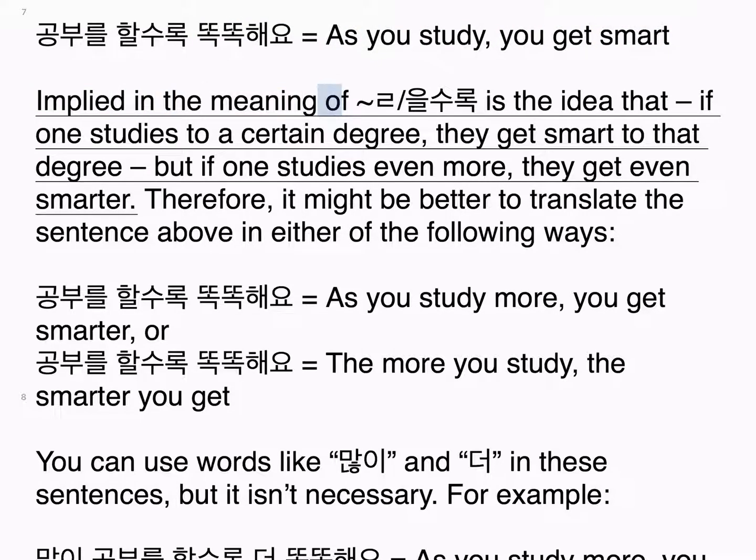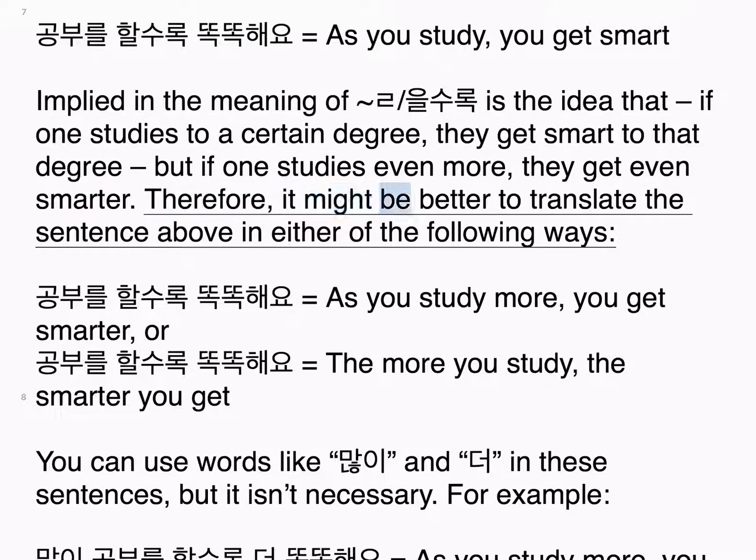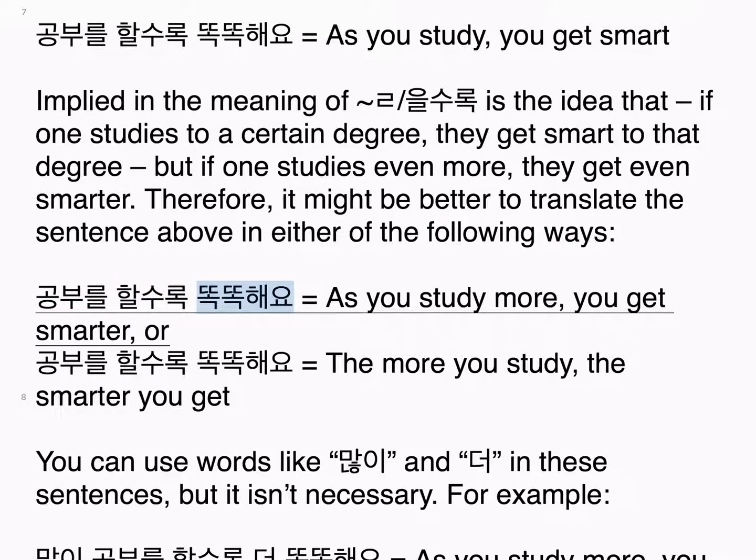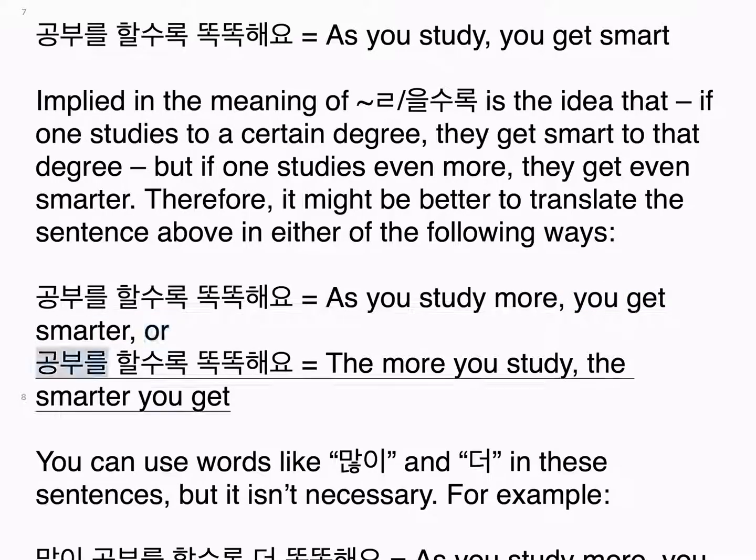Implied in the meaning of 을수록 is the idea that, if one studies to a certain degree, they get smart to that degree, but if one studies even more, they get even smarter. Therefore, it might be better to translate the sentence above in either of the following ways. 공부를 할수록 똑똑해요. As you study more, you get smarter, or 공부를 할수록 똑똑해요, the more you study, the smarter you get.